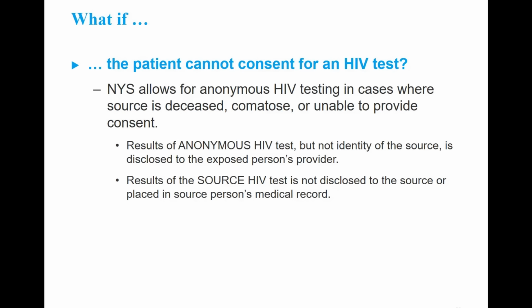The results of the source HIV test are not disclosed to the source or placed in the source person's medical record. So again, if you are exposed and we cannot get consent for an HIV test, we can test anonymously, and we will be able to understand the person's status and use that information in terms of how we treat you.